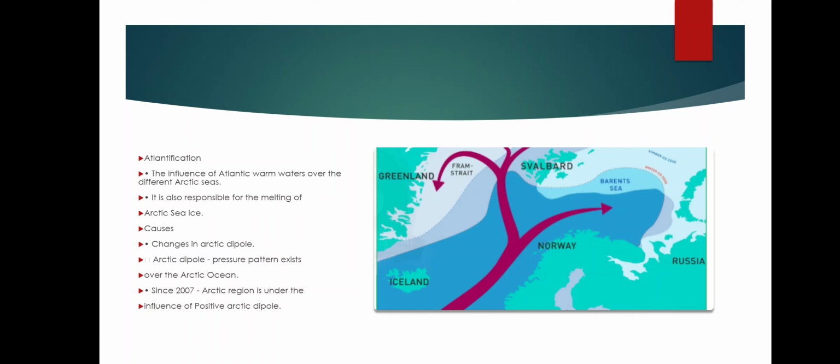Now, what causes the Atlantic Ocean waters to move towards the Arctic Ocean? It is primarily due to changes in the Arctic dipole. Here the Arctic dipole is nothing but the pressure patterns that exist over the Arctic Ocean. Since 2007, the Arctic region has been under the influence of the positive Arctic dipole. To have a better understanding, take a look at this image.